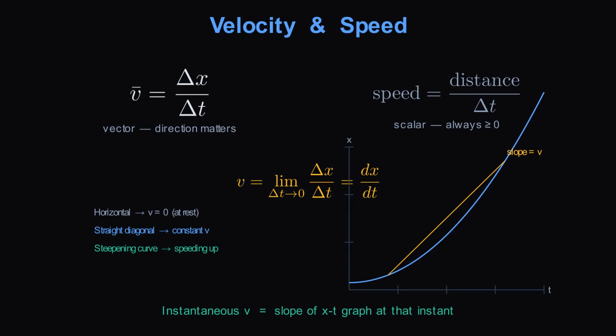The speed of an object at any instant is simply the magnitude of the instantaneous velocity, always positive, no directional information. Velocity changes. When it does, we have acceleration. Average acceleration is the change in velocity divided by the elapsed time. a average equals delta v divided by delta t. Its units are meters per second squared. Like velocity, acceleration is a vector.